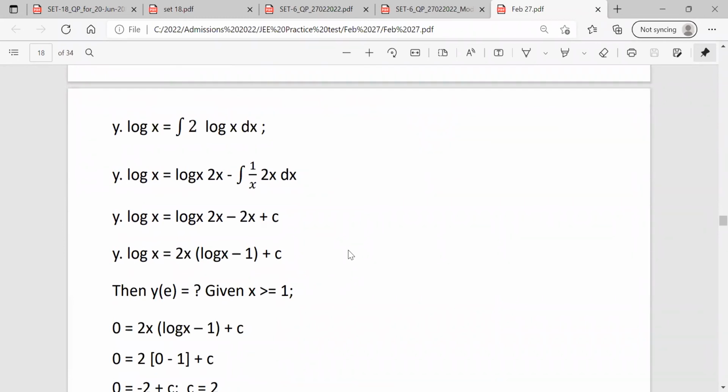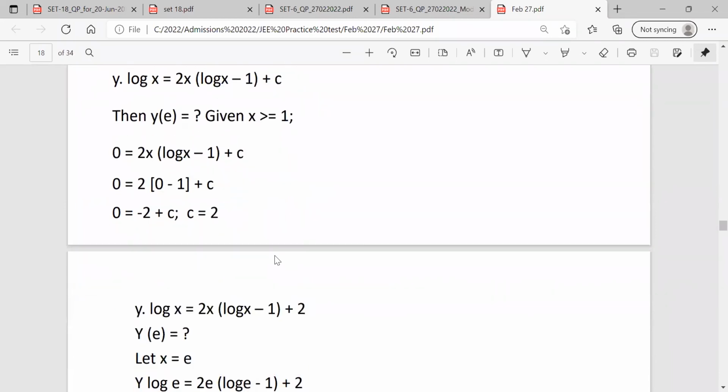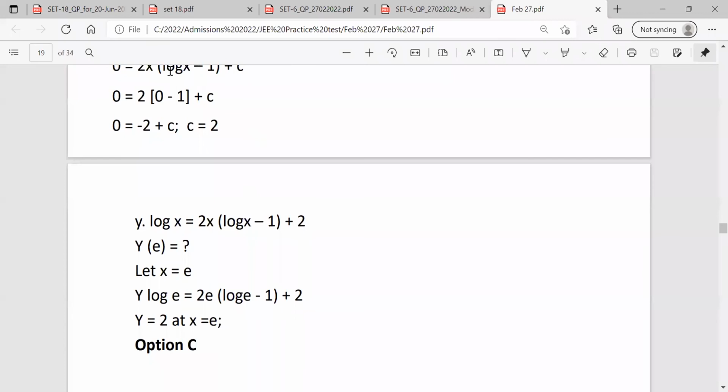Now in the question, it is asking us to find out the value of y of e. And the condition given is x is greater than or equal to 1. So here when substituting this, the value of this term becomes 0. Log 1 is 0, right? So we have this 2x into log x minus 1 plus c here. Now substituting the value, we'll have 2 multiplied by 1 log 1 minus 1 plus c. So here this becomes minus 2 plus c and we can find out the value of c as 2 in this question.